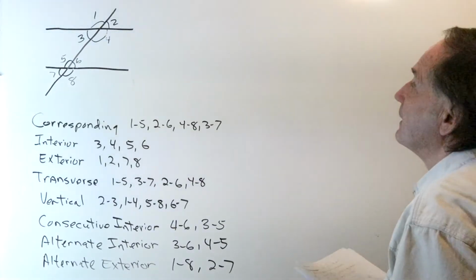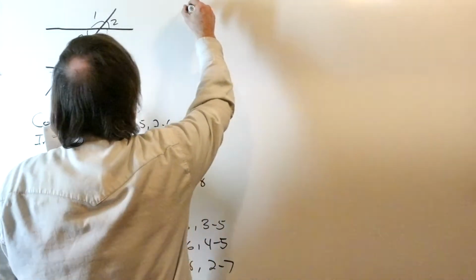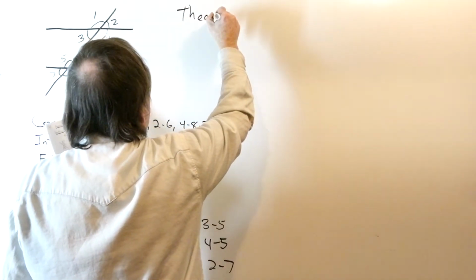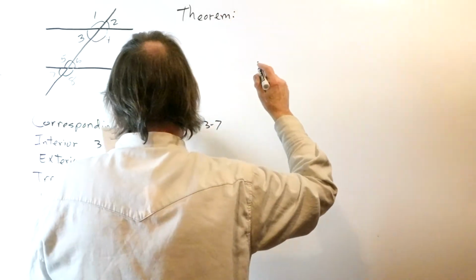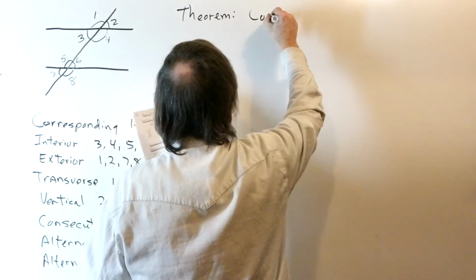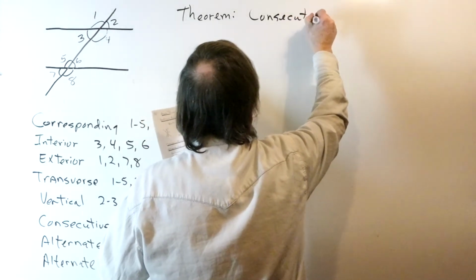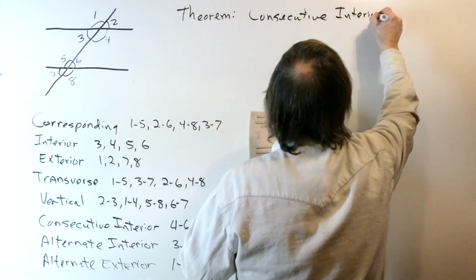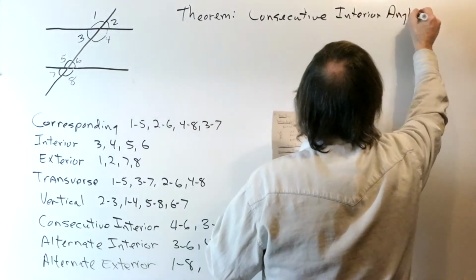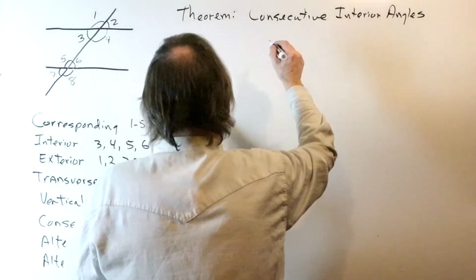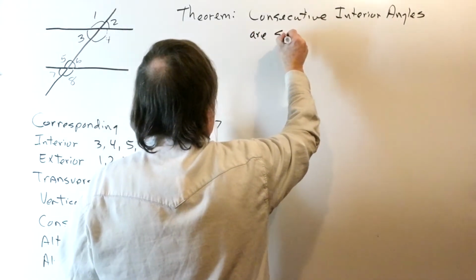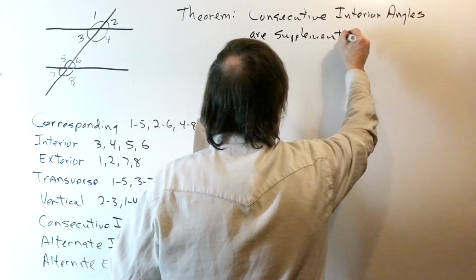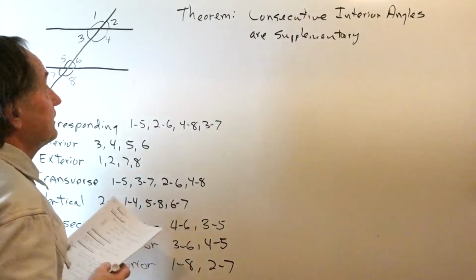Now let's do a little proof. Show you how we can easily prove things. Our theorem that we're going to try to prove is that consecutive interior angles are supplementary angles. We have enough information to prove this theorem.